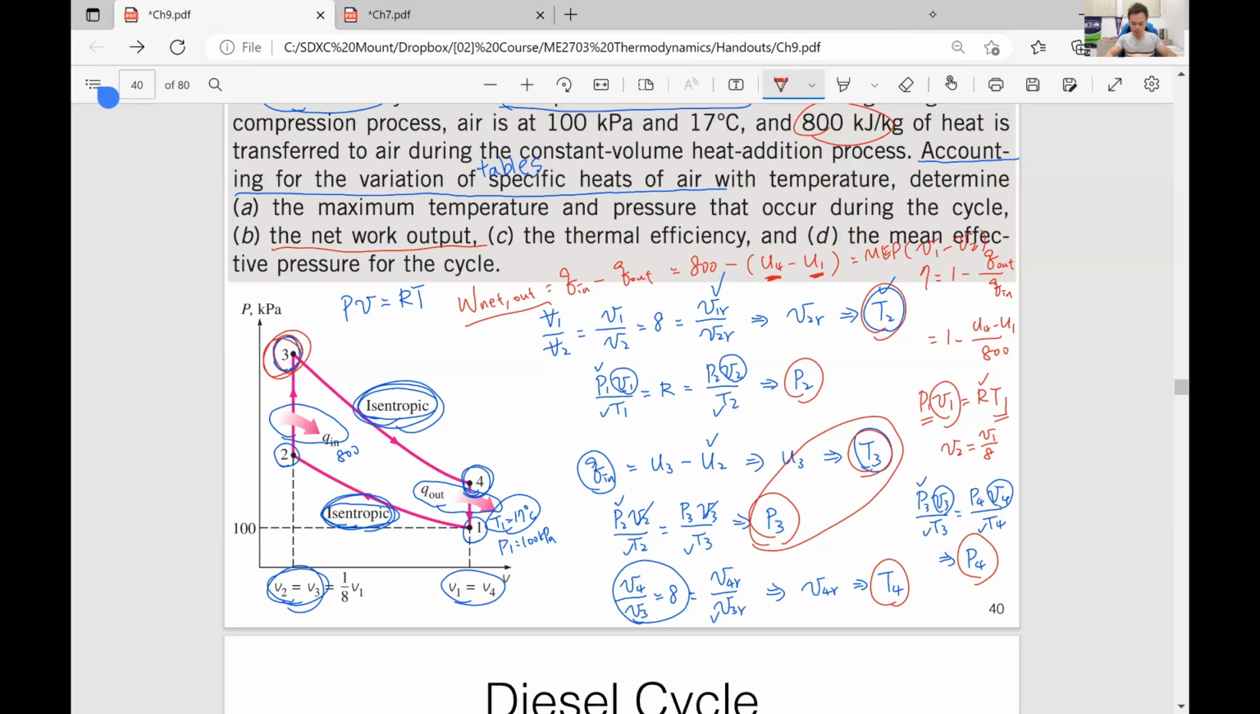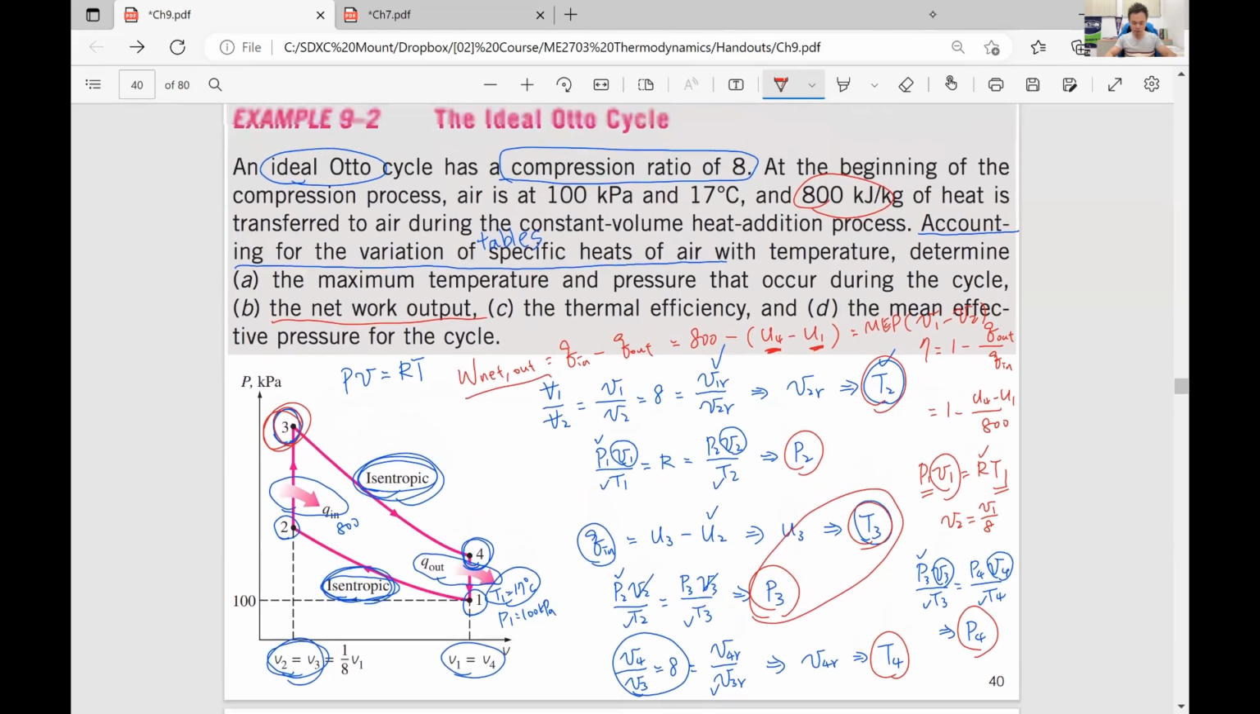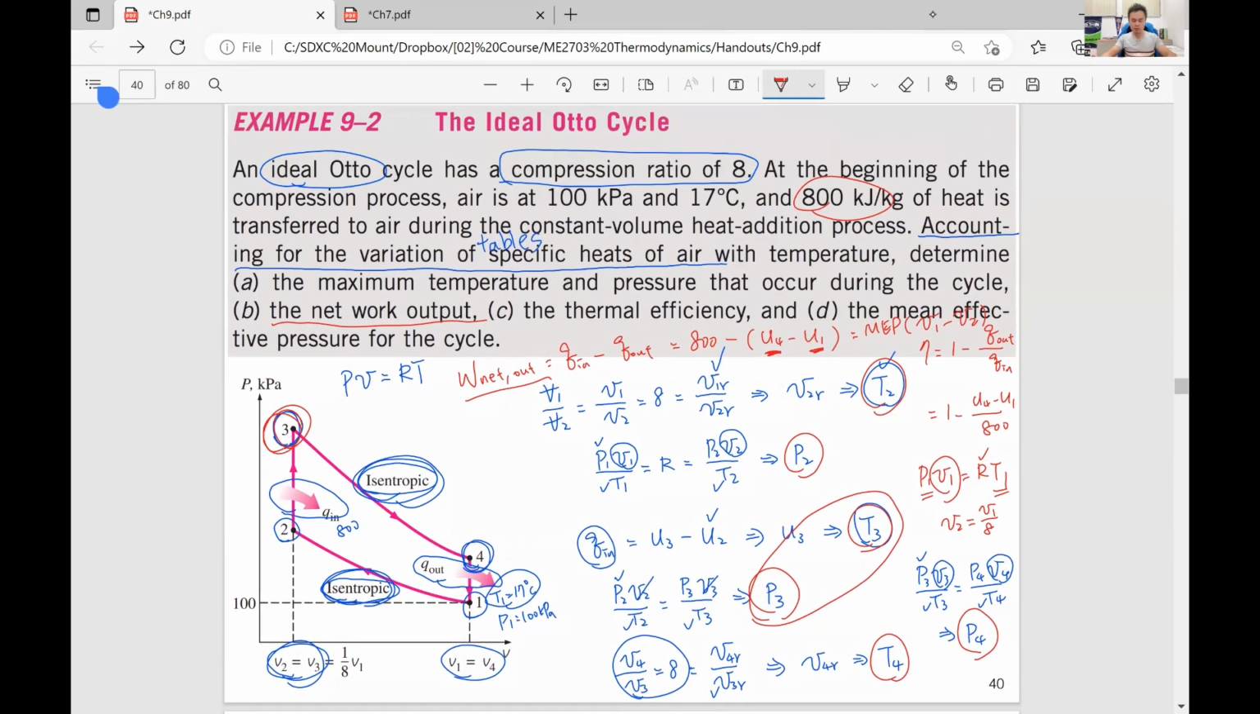So that's it. In chapter 9, you will need to practice this to find out what the temperature and pressure is for every state. Once you have temperature and pressure, you can get everything else. So this is the ideal Otto cycle.